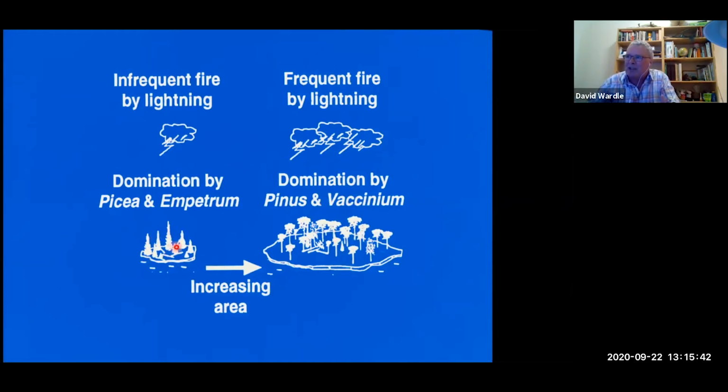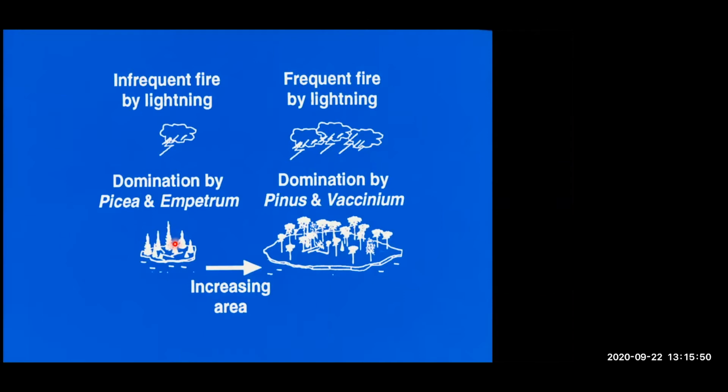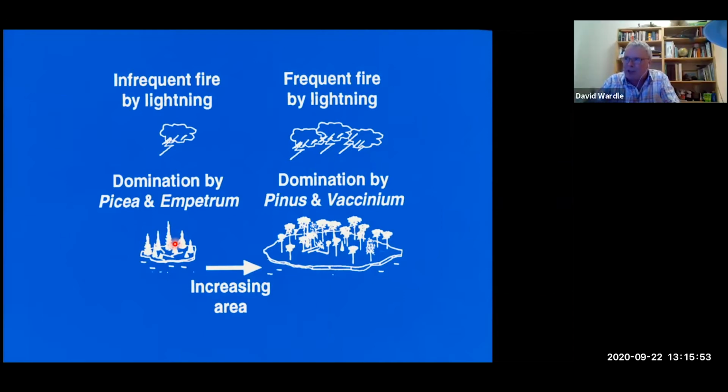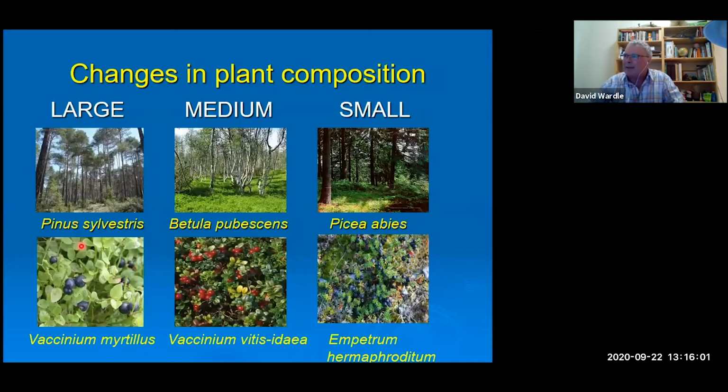Small islands are a much smaller target. They get hit less often by lightning. Some have not burned for 5,000 years. So they have different vegetation that's adapted to nutrient poor conditions, much slower vegetation like Picea or spruce and Empetrum or crowberry. So what we essentially have is a sequence of sites. We've got big islands, frequent fire, fast-growing plants such as pine and bilberry; middle-sized islands, birch and lingonberry; and small islands, slow-growing plants which produce well-defended leaves and plant litter, spruce and crowberry.